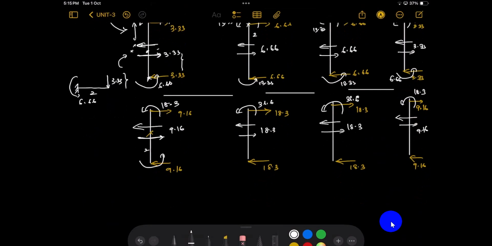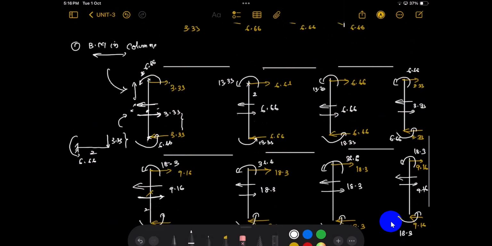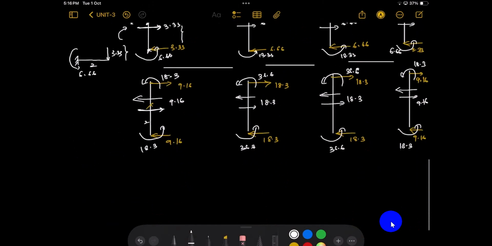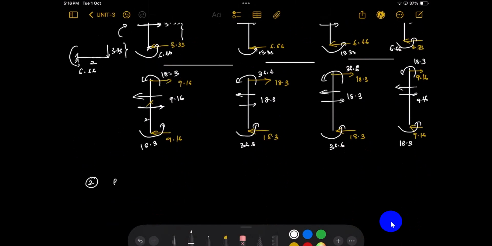Have you understood? Yes, I think you understood. So here also 18.3, here also 36.6, here also 36.6, and here also 18.3. Now bending moment in columns is over. Now we come to the second element.